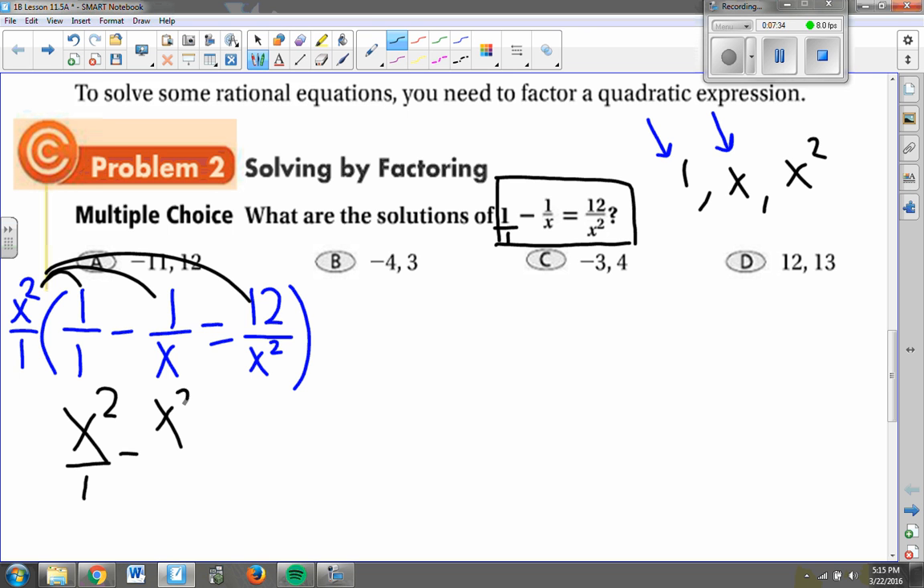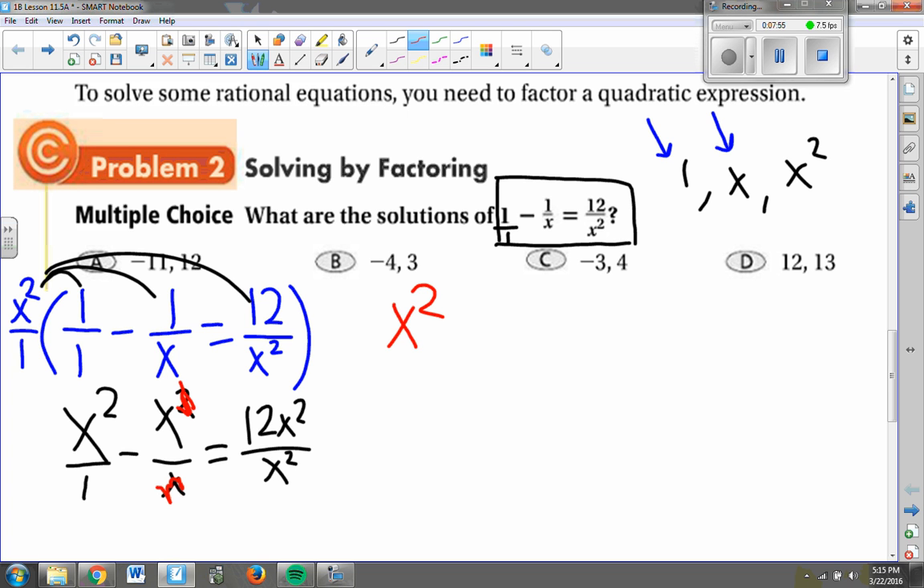Minus x squared over x is equal to 12x squared over x squared. Okay? And now I can do my canceling. In the front, like I said, the first term, nothing will cancel. I just end up with x squared. When I have x squared over x, I can cancel that x and take away this square.